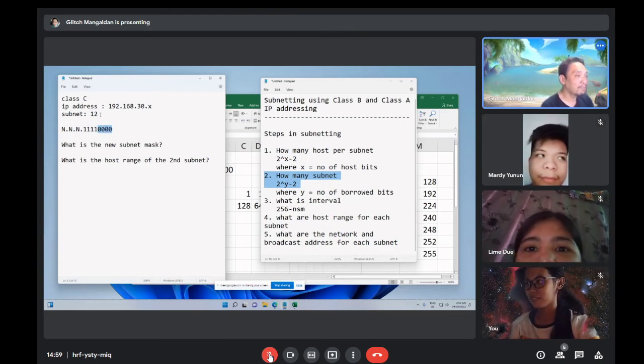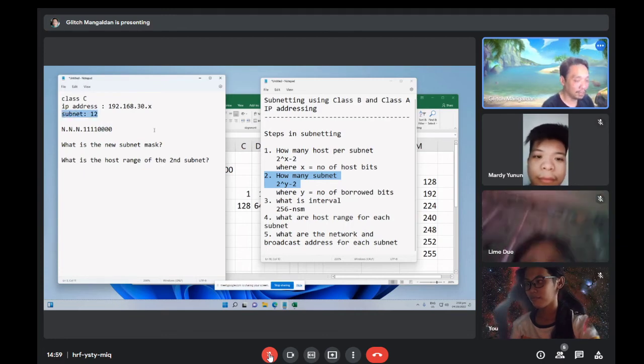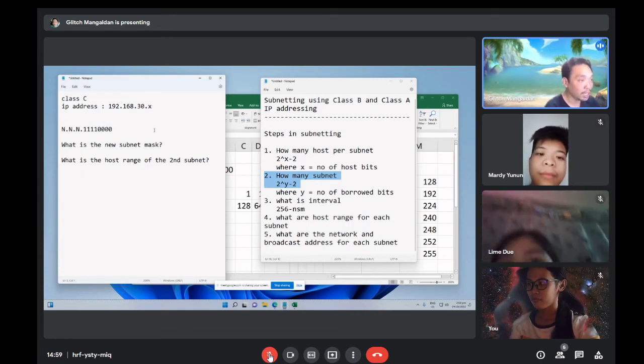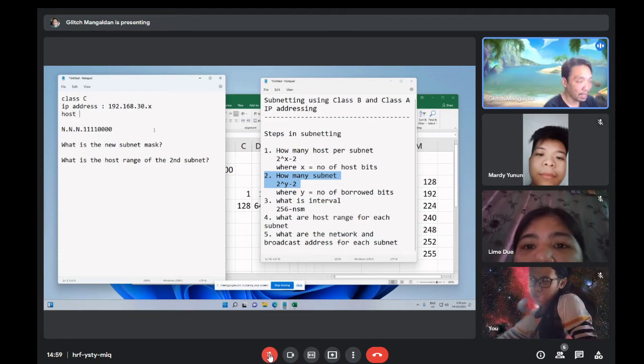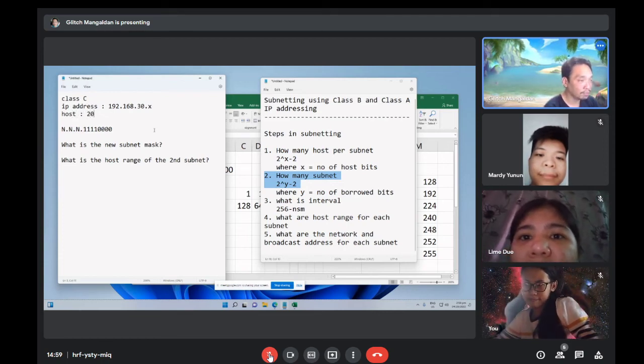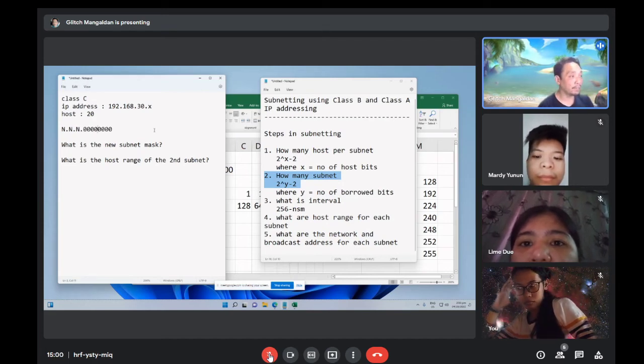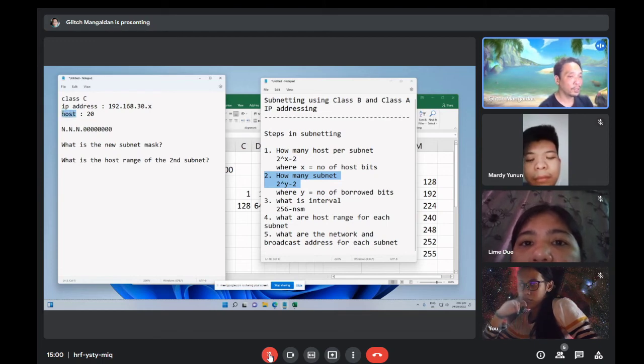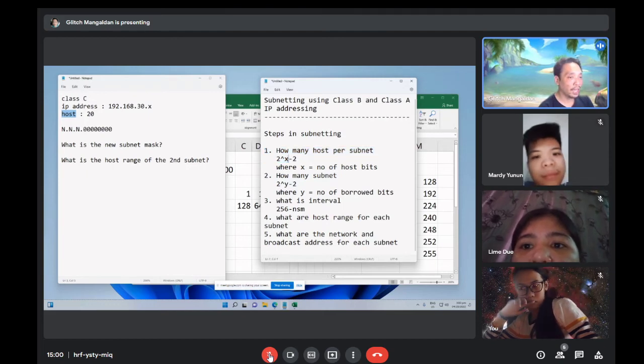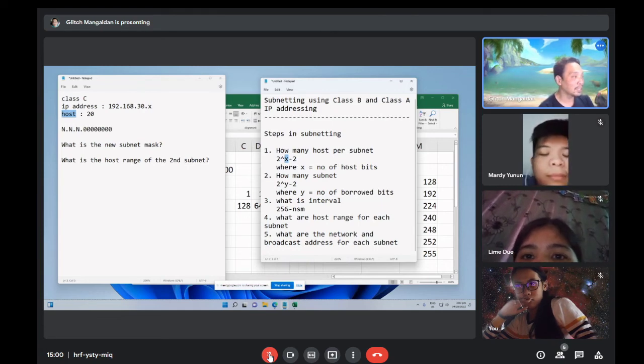Okay, let's change. Paano kung hindi subnet ang given? Paano kung host ang given? Halimbawa, ang number of hosts niya is 20. Balik natin to. Gawin natin tong, as default, class C is 80. 20 host bits yan. From the word host, you can answer question number 1, wherein yung X, yung daliri na makukompute mo, yan yung number of host bits.